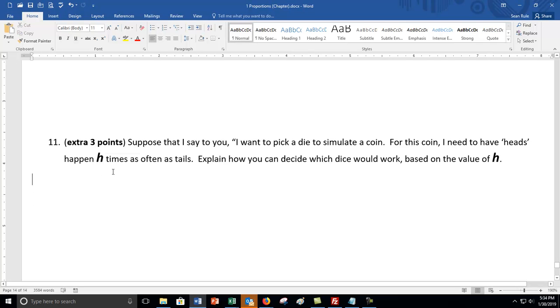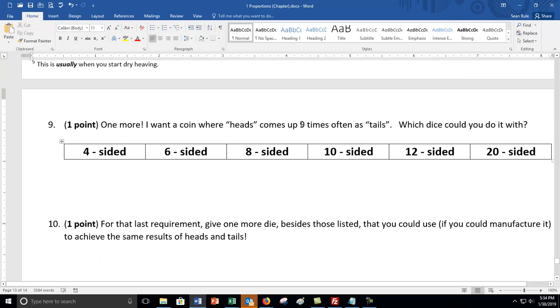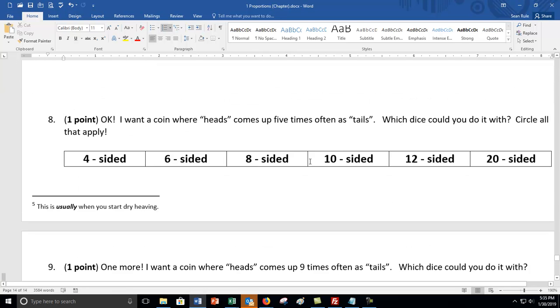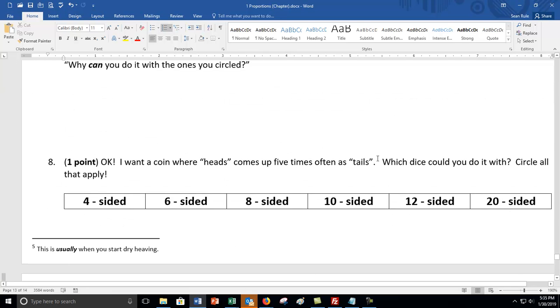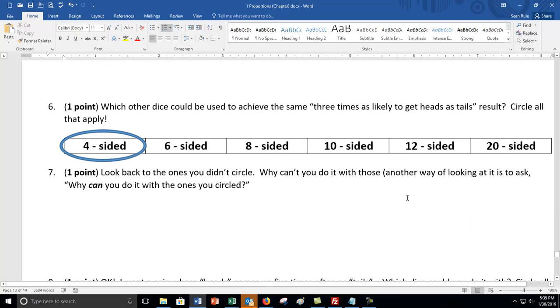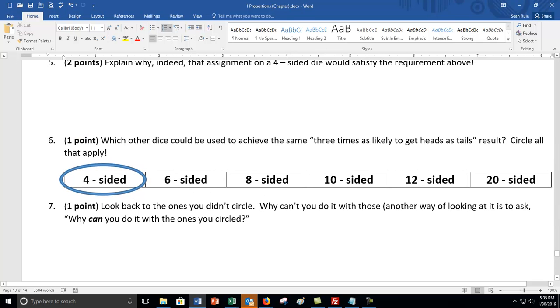So remember how up here when we said if heads comes up 9 times as often as tails, we got to go 9 plus 1 to get 10, and then figure out which of these numbers 10 divides into, and that's the answer. And then here, 5 times as often as tails, 5 plus 1 is 6, and then figure out which of these have 6 that goes into them. And here, 3 times as likely as heads, 3 plus 1 is 4. Which ones divide by 4?